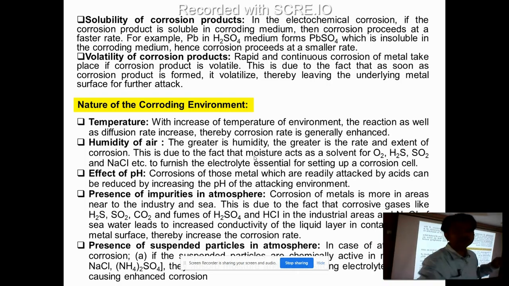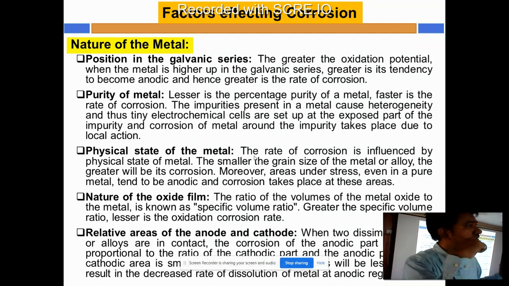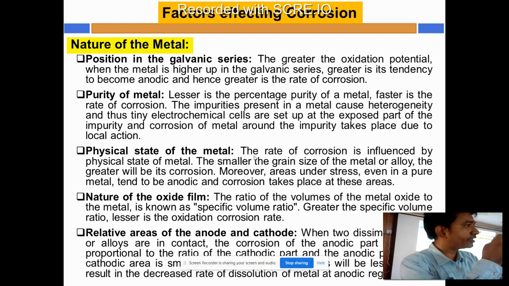And the previous points were on the nature of the metal, whether it is up in the series, whether it is pure or not. So all of that comes under the nature of the metal. Okay. Now, understood. This is a very important question in this unit: the factors affecting corrosion. Either you talk about the nature of the metal, or you have to study the nature of the corroding environment.